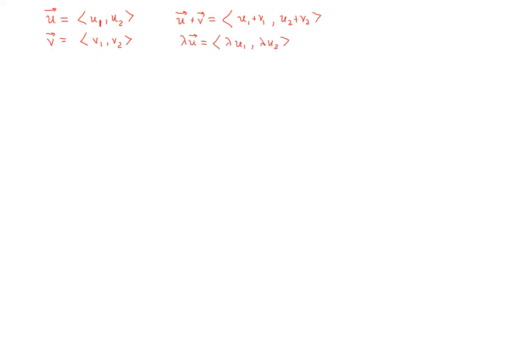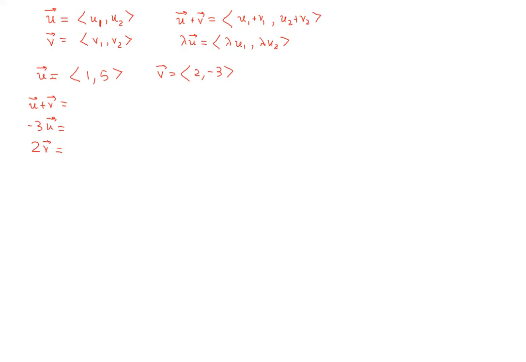Again, it's a good idea to do a couple of examples so that this sticks with us. Let's say that you have u equal to 1, 5, and v equal to 2, negative 3. I would like you to compute the coordinates of the vectors u plus v, negative 3u, and 2v. Please pause the recording, do this little exercise. I'll give you a couple of seconds.